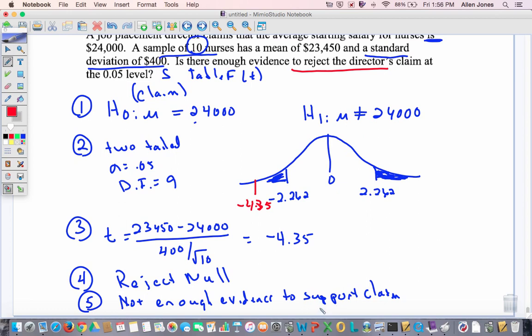Now, just as a quick side note, notice up here that it says, is there enough evidence to reject the director's claim? For most of us, I'm going to say the easiest thing to do is continue to write as support or not support the claim, but you may see the answer key or may want to write it yourself. If there's not enough evidence to support the claim, there is enough evidence to reject the claim. So here we're actually answering the question that was posed up here. Is there enough evidence to reject?